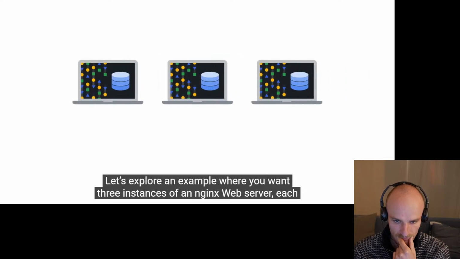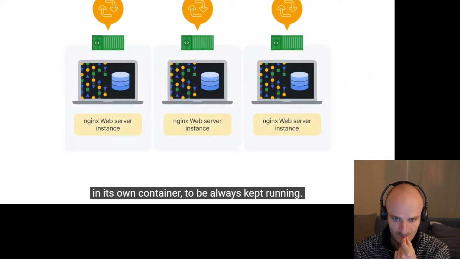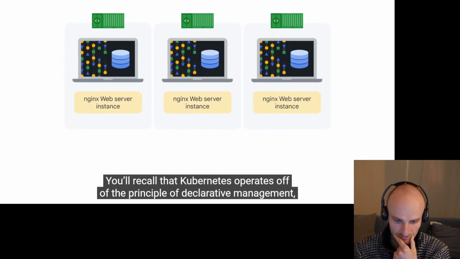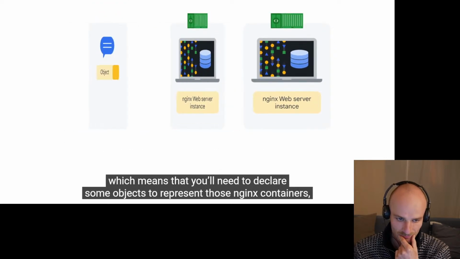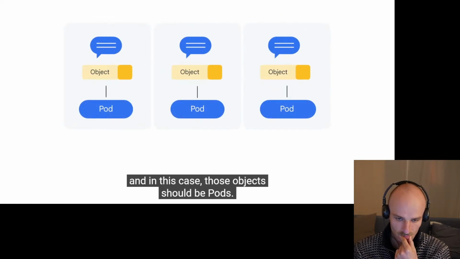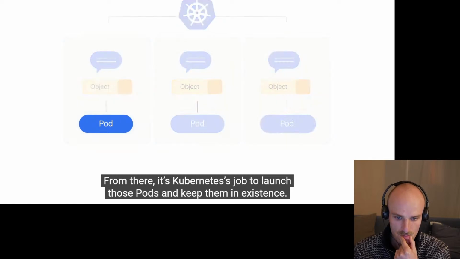Let's explore an example where you want 3 instances of an Nginx web server, each in its own container, to be always kept running. How can this be achieved in Kubernetes? You'll recall that Kubernetes operates off of the principle of declarative management, which means that you'll need to declare some objects to represent those Nginx containers, and in this case, those objects should be pods. From there, it's Kubernetes' job to launch those pods and keep them in existence.